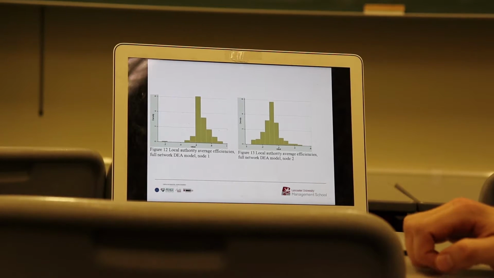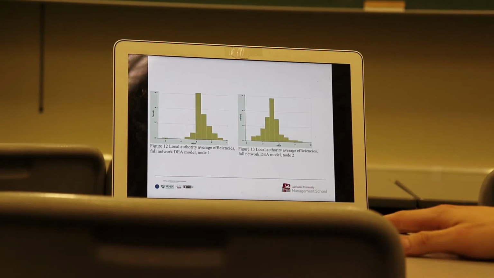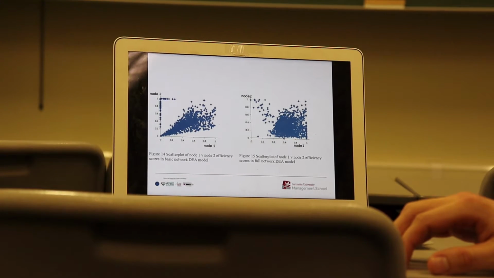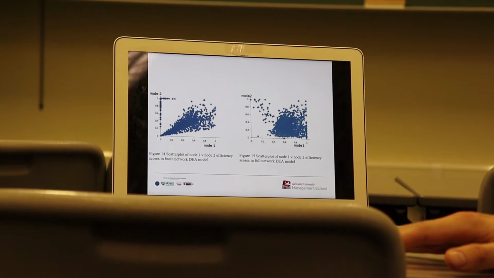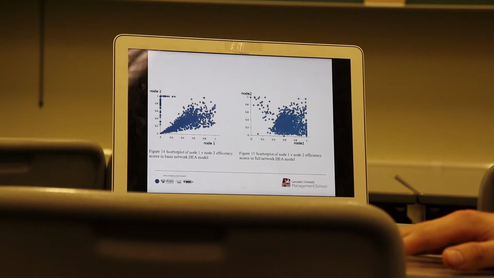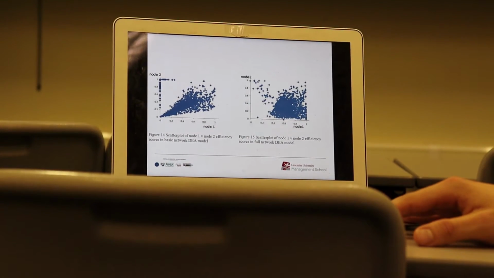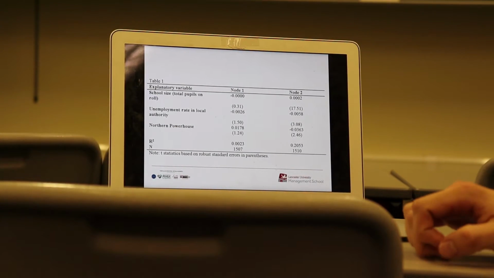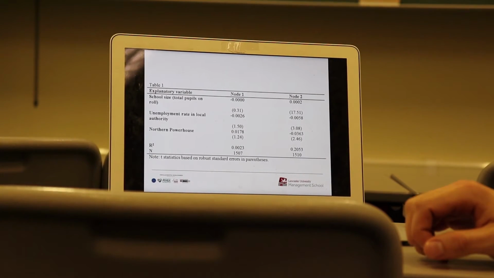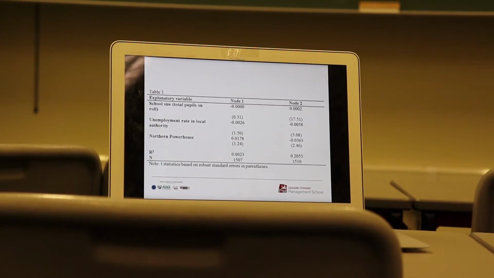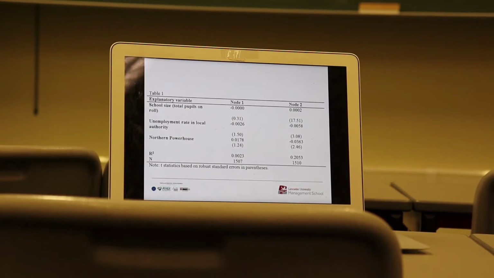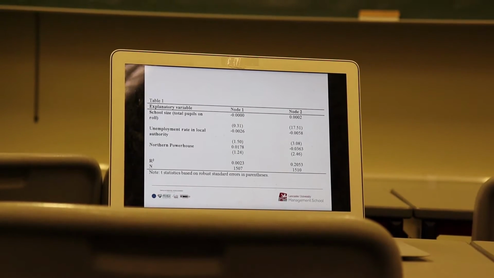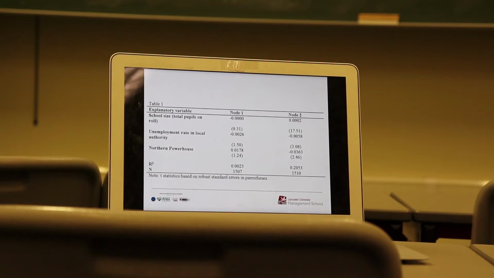Some scatter plots. This is from the basic model. There's quite a strong positive correlation between efficiency at node 1 and efficiency at node 2. And this is the irresistible bit. I had to do a regression. Okay. This is a regression of efficiency at node 1, age 16, against the size of the school, the unemployment rate of the local authority that it's in, and a dummy variable for if you're in the Northern Powerhouse or not.